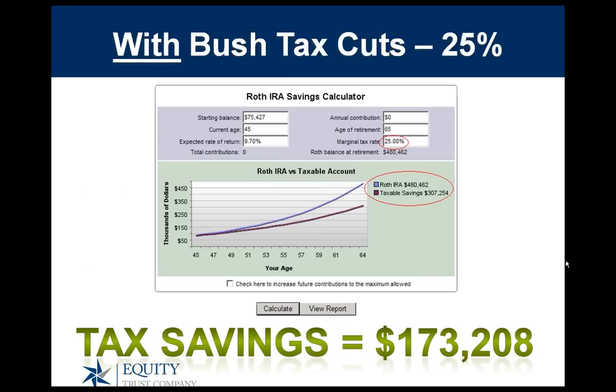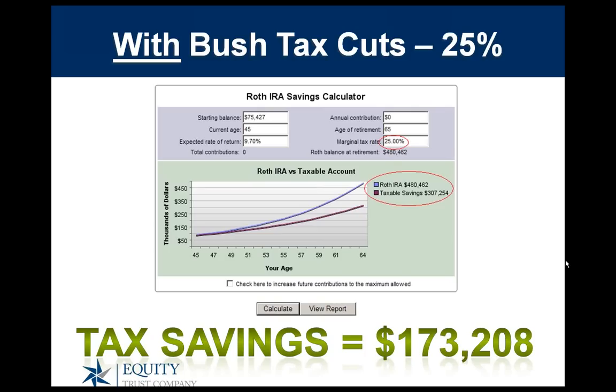So let's begin by showing the tax savings George and Rebecca will achieve by investing in real estate with their Roth IRA. For this example, we are assuming the Bush tax cuts have not expired and their marginal income tax rate is 25% compared to 28% if the Bush tax cuts expire. If George and Rebecca continue to invest with a 9.7% rate of return, they will have over $480,000 at the age of 65, starting with only $75,000 and adding no additional monies to the account other than the returns on their investments.